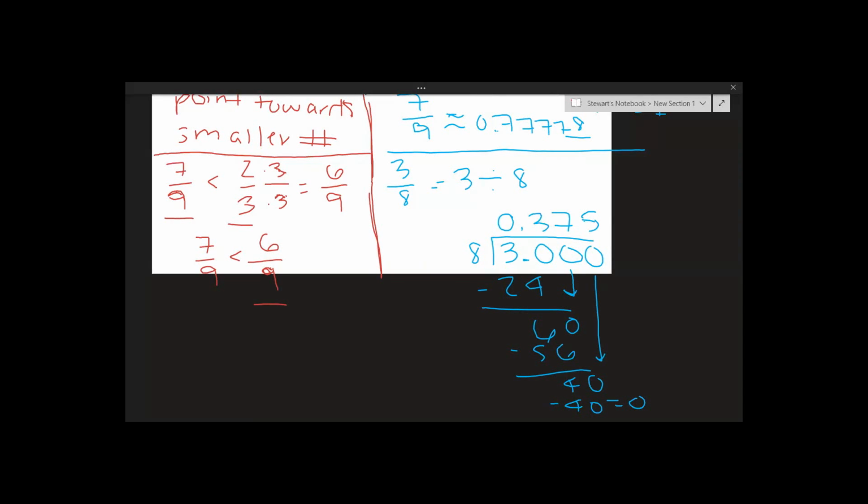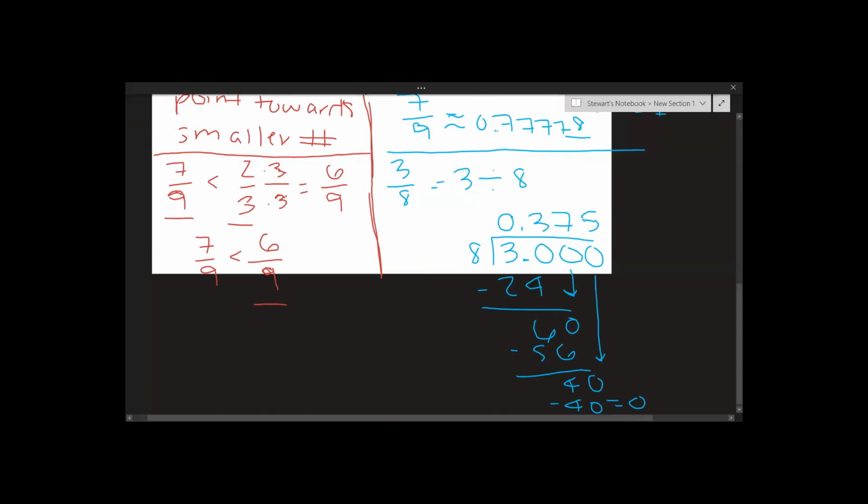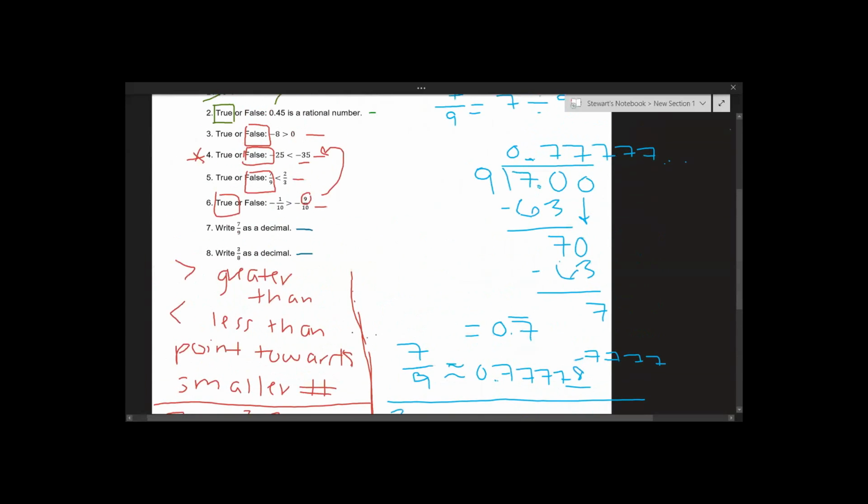And that is how you convert fractions into decimals. You just divide them how they're stated. 3 divided by 8, 7 divided by 9, whatever two numbers you have. And that would conclude the first lecture.